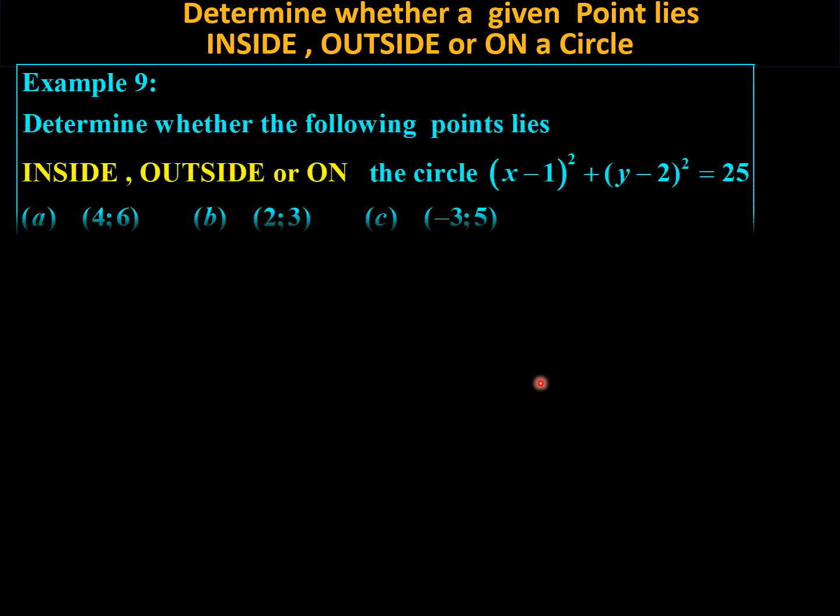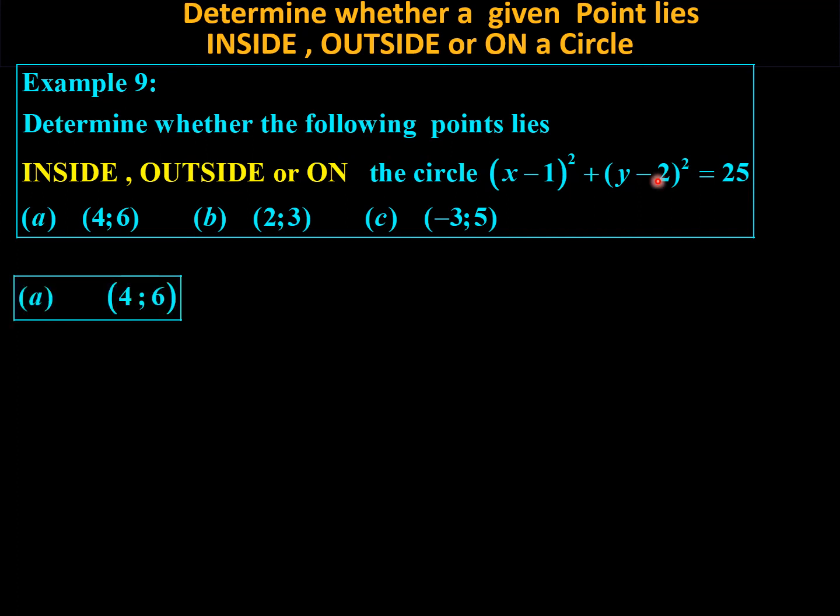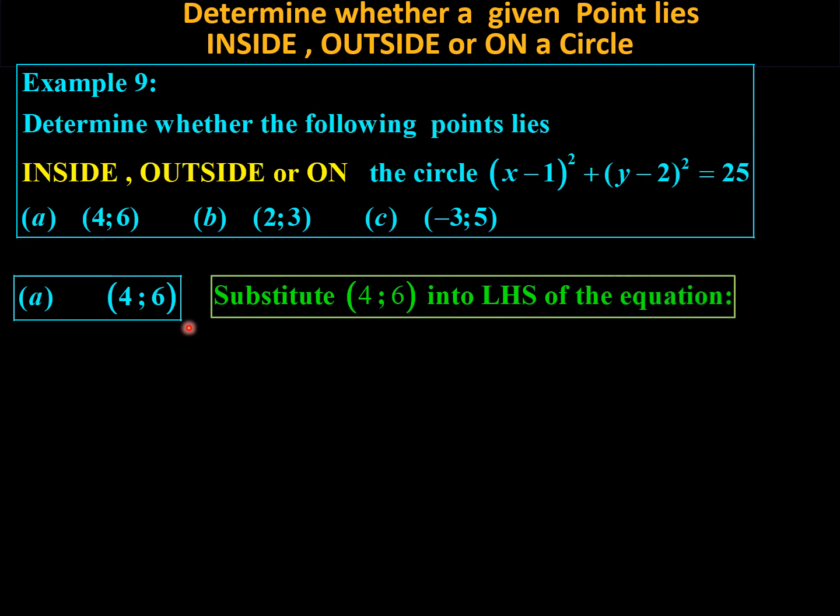Let's look at another concept here. We would like to determine whether a given point lies inside or outside a circle. Okay, so let's look at an example here. Determine whether the following points, so there are 3 points down here, lie inside, outside, or on this circle. So let's take the first one, 4 and 6. How do we do that? 4, 6, that's the x value and that's the y value. So first of all, let's substitute that into the left-hand side.